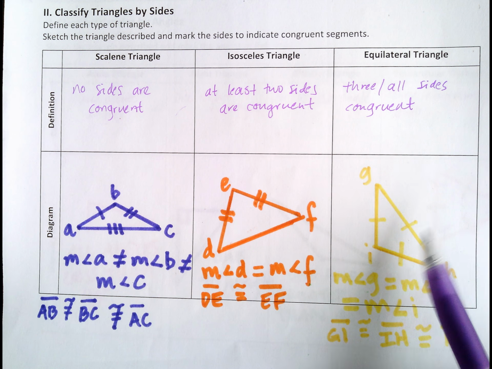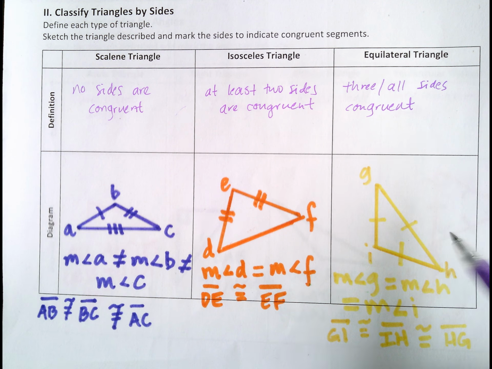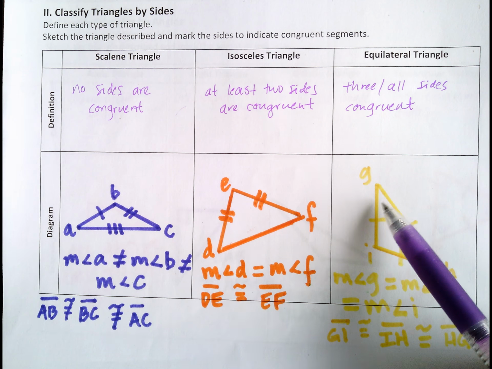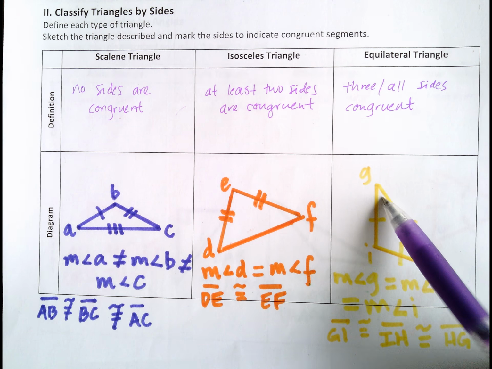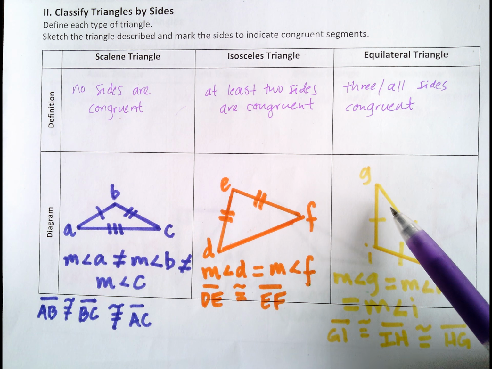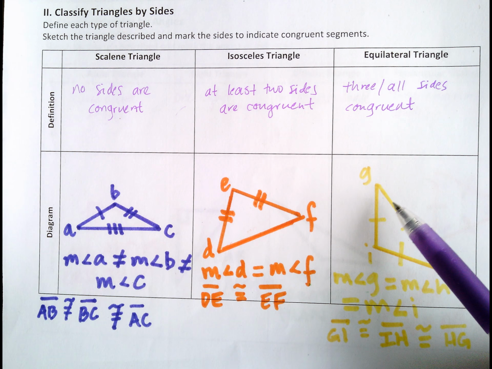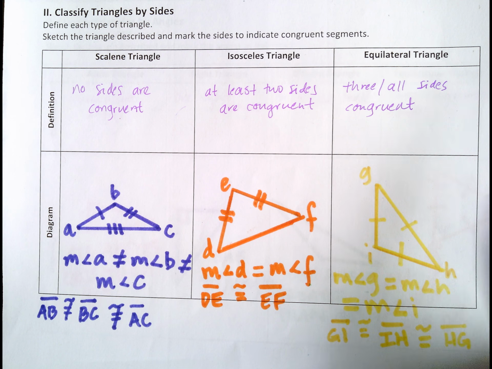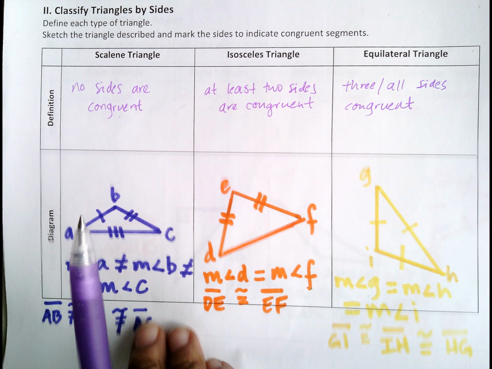Like I said, in an equilateral triangle, all three sides and angles are congruent, and since that's the case, they're each 60 degrees. We know that there are 180 degrees in a triangle. If we split that into three equal angles, 60, 60, 60, and that's always the case with equilateral triangles. Okay, so that's that for that.